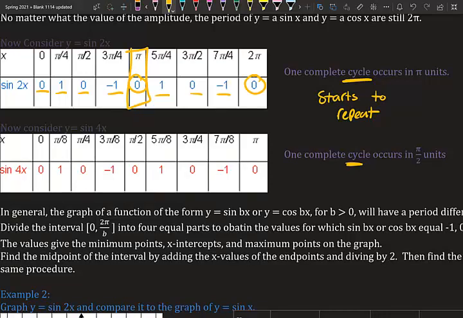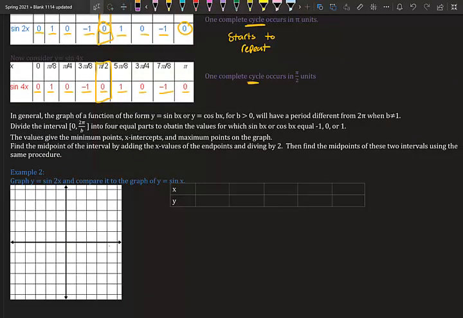So in pi over 2 units, that's when it starts to repeat. You see I have 0, 1, 0, -1. Then it starts to repeat 0, 1, 0, -1. It just keeps repeating forever because the domain is all real numbers. So at pi over 2, that's when it starts to repeat again. In general, the graph of a function of the form y equals sine bx or y equals cosine bx for b greater than 0 will have a period different from 2 pi when b is not 1. So when we have a number in front of x, our period changes.